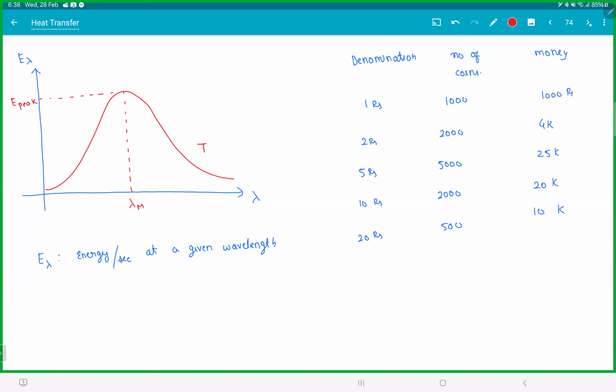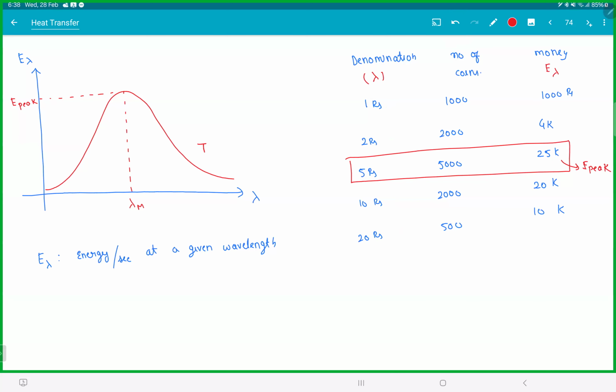Now, can you tell me which denomination is giving you the maximum amount of money? The 5 rupee, right? So in this analogy, denomination is like wavelength, number of coins is like number of photons, money is like E lambda. Samajh mein aa raha hai? So you are getting different wavelengths, but one wavelength is contributing maximum energy. So you have money in different denominations: 1 rupee coin, 2 rupee coin, 5 rupee coin, 10 rupee coin, 20 rupee coins. But the 5 rupee coins contribute the maximum amount of energy. So this 25,000 will be E peak.